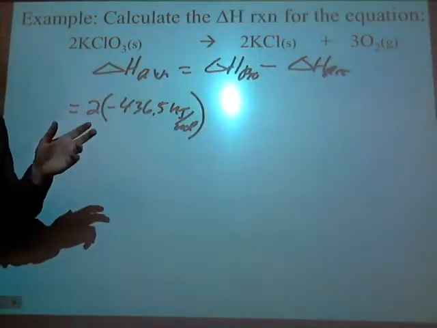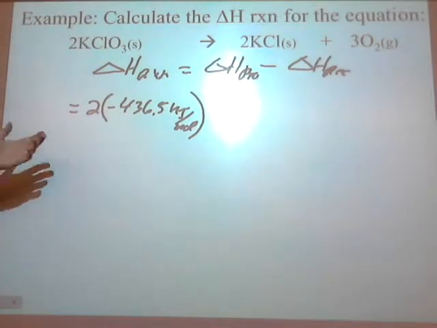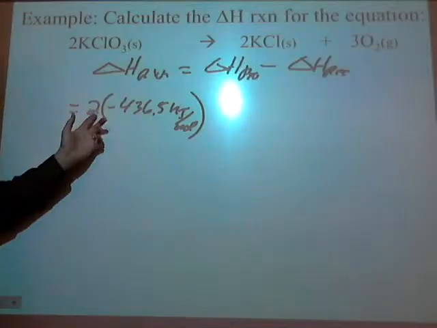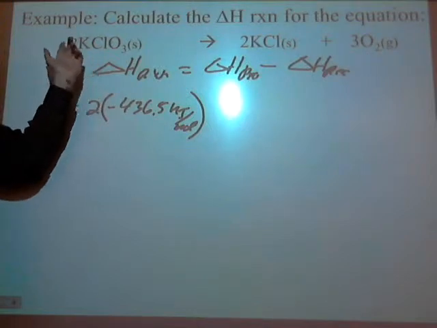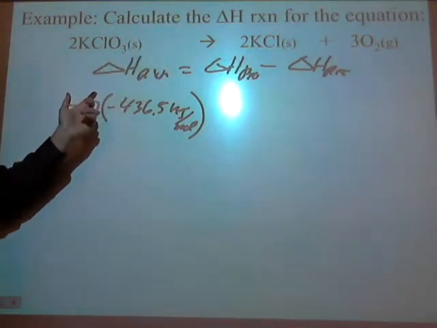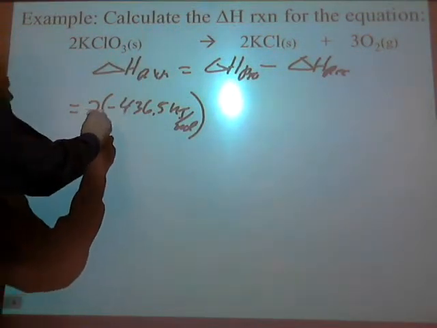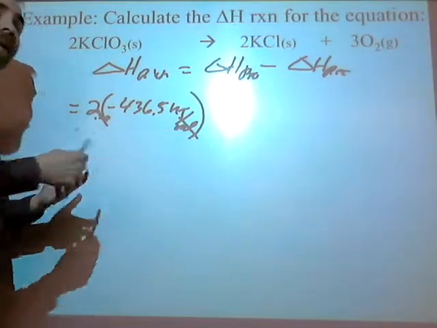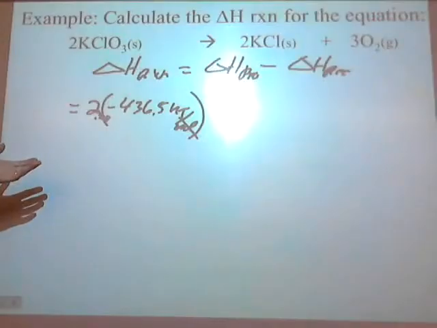Now notice something about this. I'm not going to make you write it in there, but you're multiplying by this 2. What does that 2 mean in an equation? 2 moles. So the 2 moles and the moles in the units cancel. That's why your answer comes out in kilojoules. You see why? Makes sense.